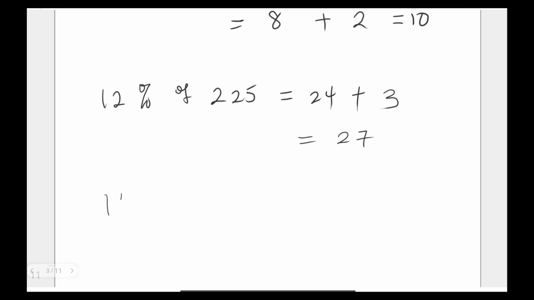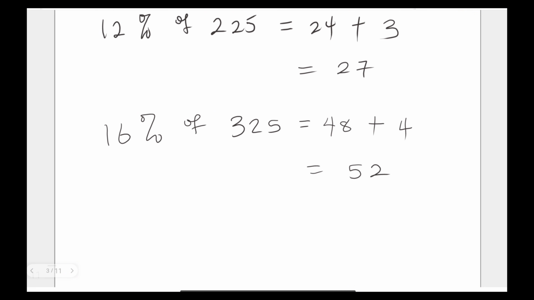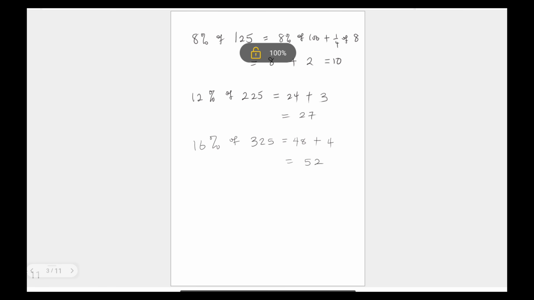What would be 16% of 325? That would be 16 times 3, which is equal to 48, plus a quarter of 16, which is equal to 4. And that would give us 52. I hope that makes sense. So those are the three special cases of percentages that do not require a calculator.